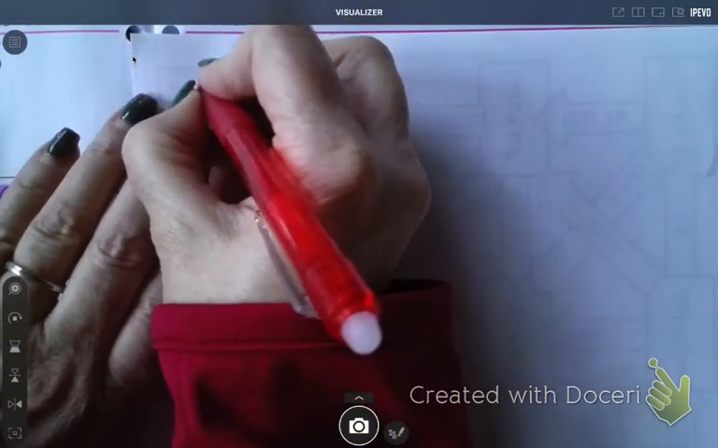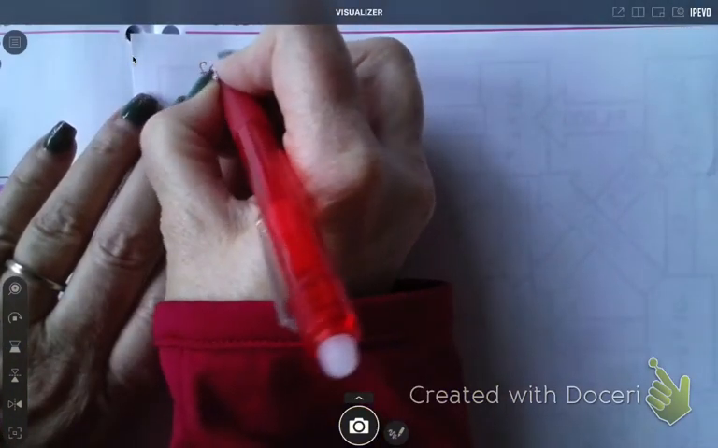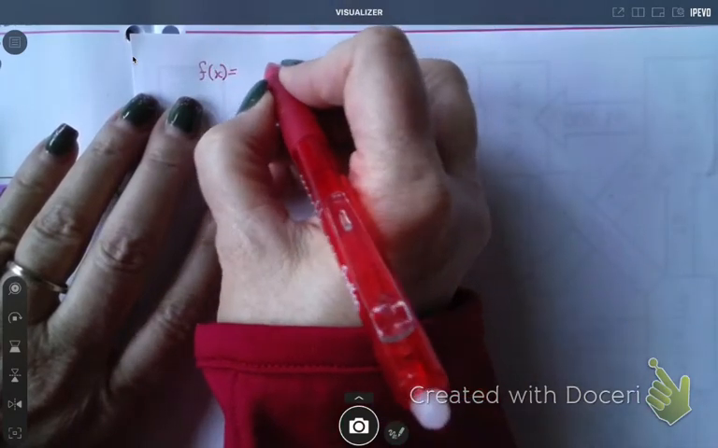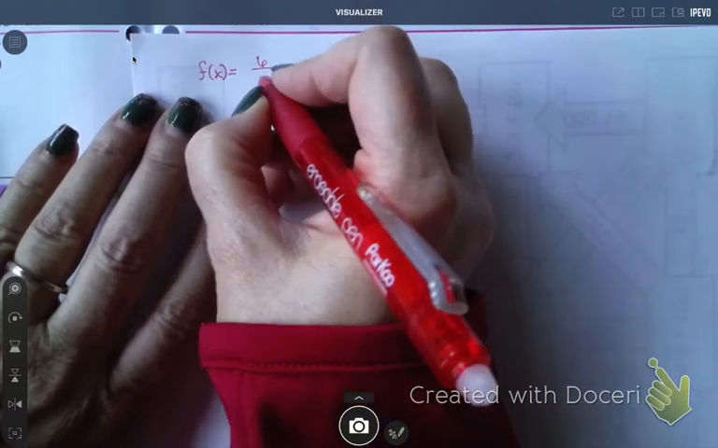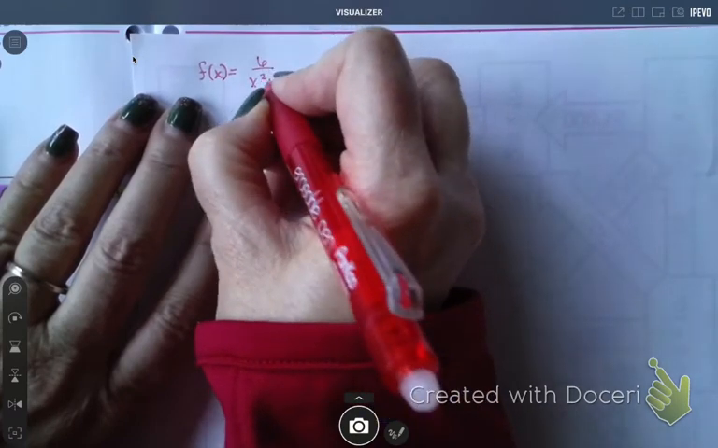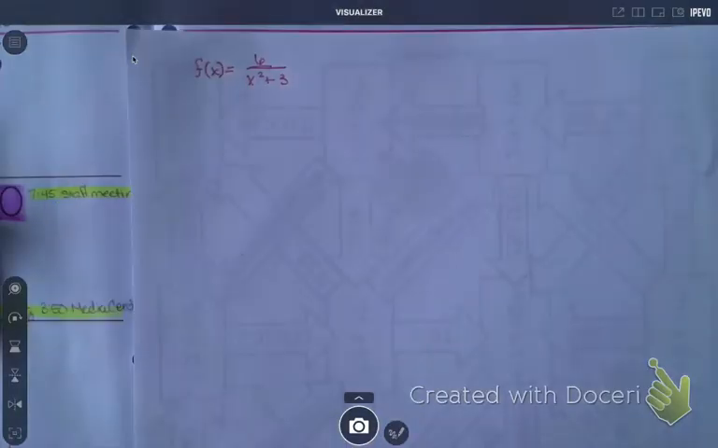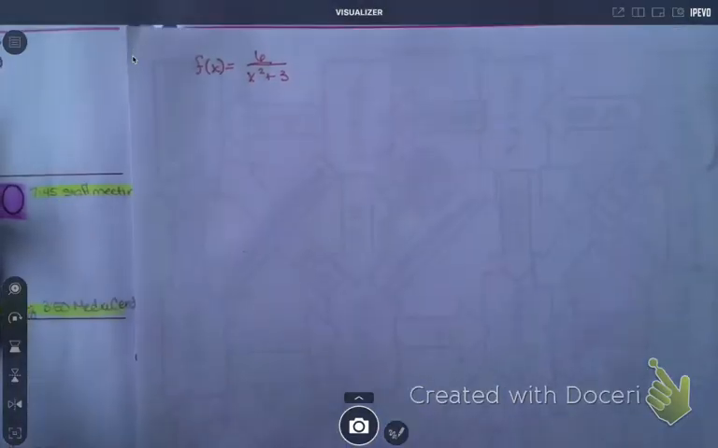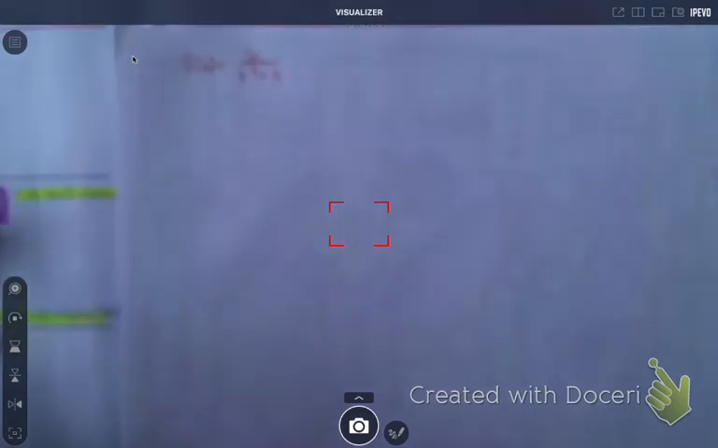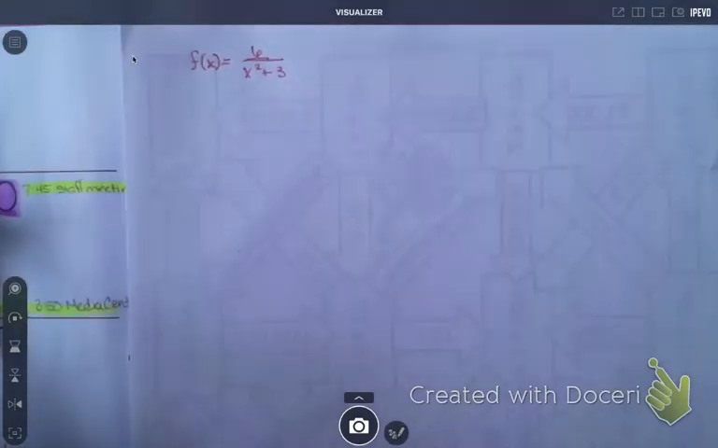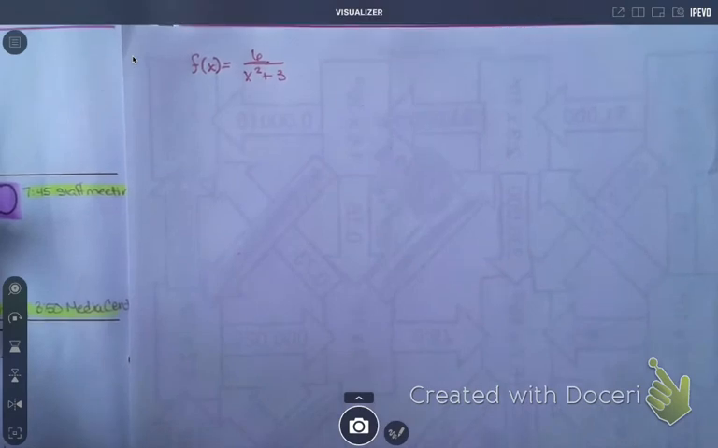Okay, so f of x. Are you recording this? Yes. F of x equals 6 over x squared plus 3. Can you all see that okay?